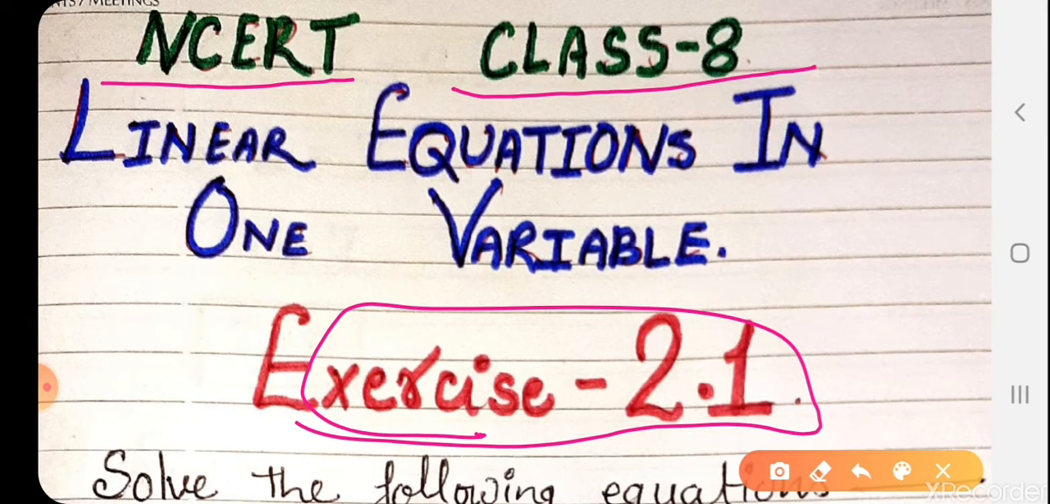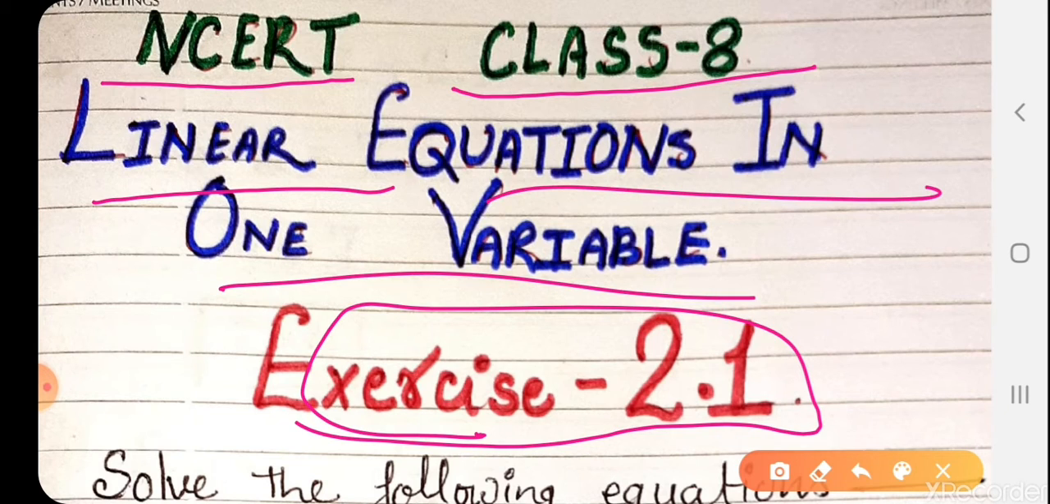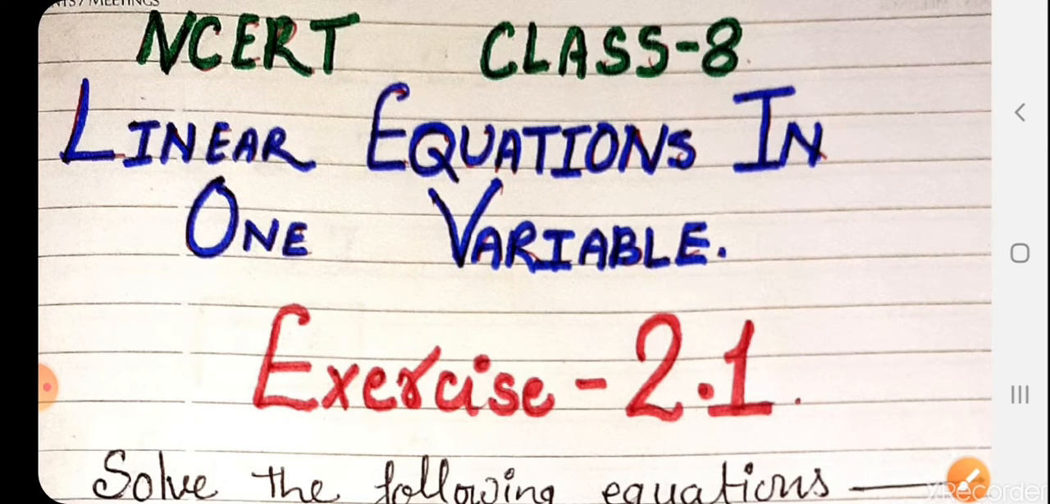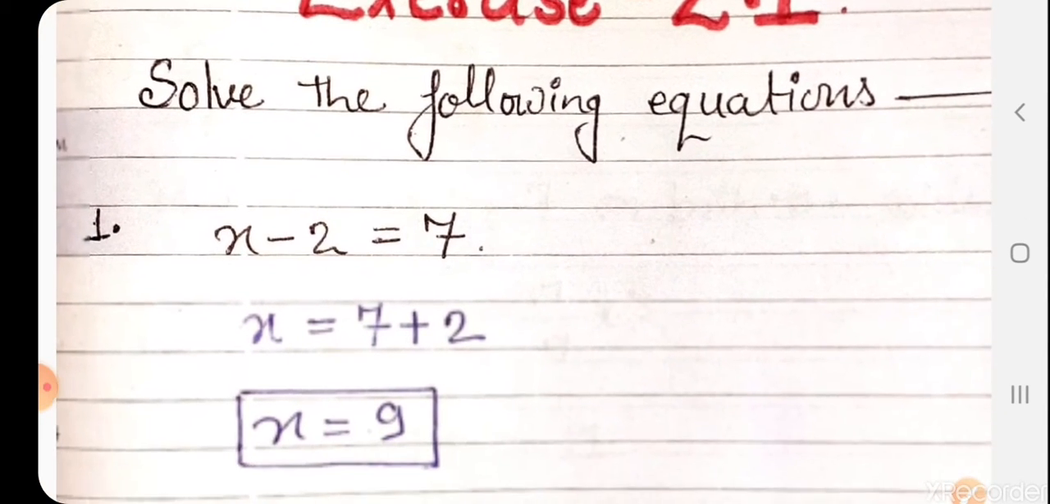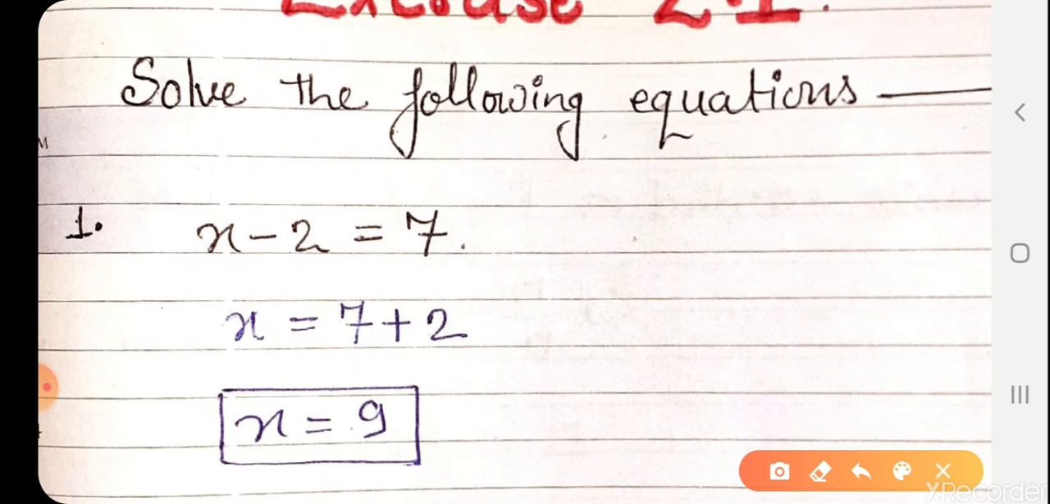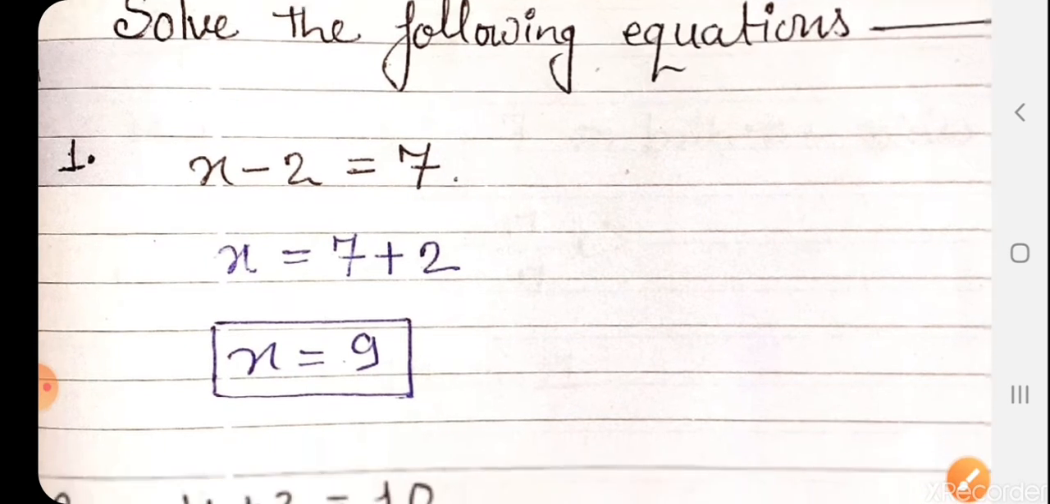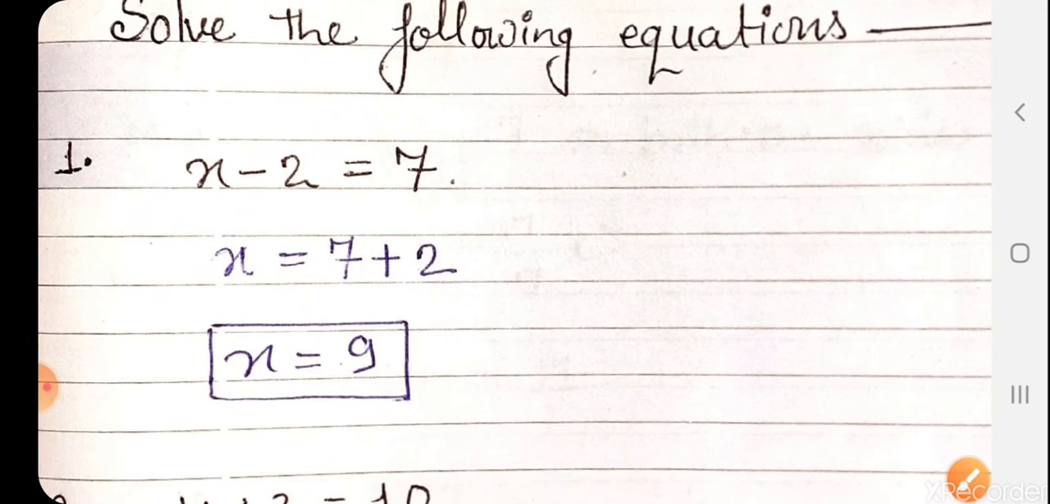book for class 8th. The chapter name is linear equations in one variable. This is a very easy exercise, a very short exercise, and let's get started. All the questions in the exercise are saying solve the following equation. So let's move to the first question.